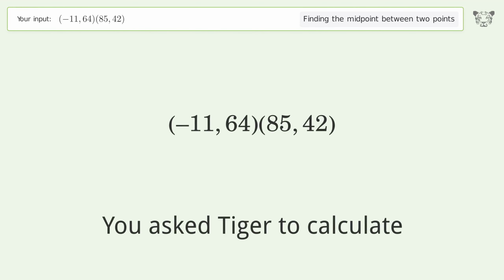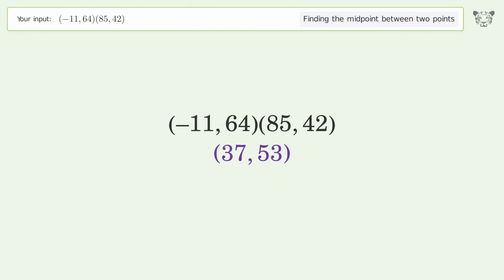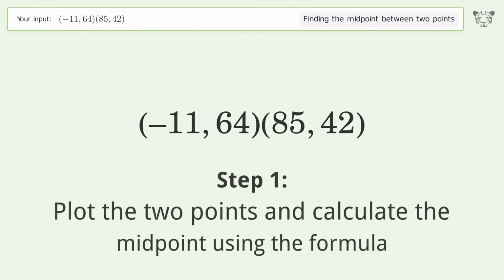You ask Tiger to calculate. This deals with finding the midpoint between 2 points. The midpoint between the 2 points is 37,53. Let's solve it step by step. Plot the 2 points and calculate the midpoint using the formula.